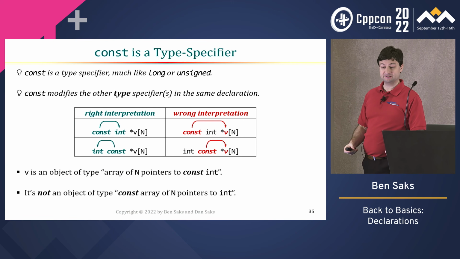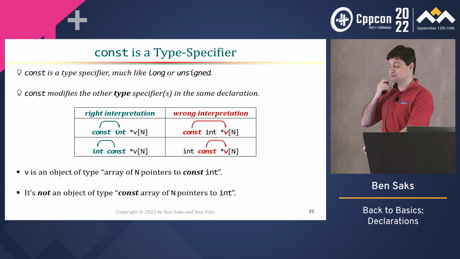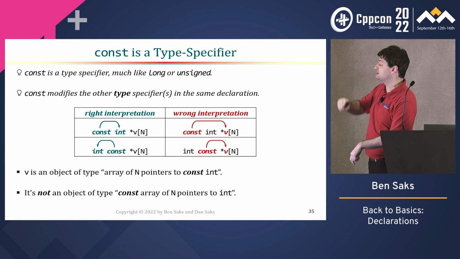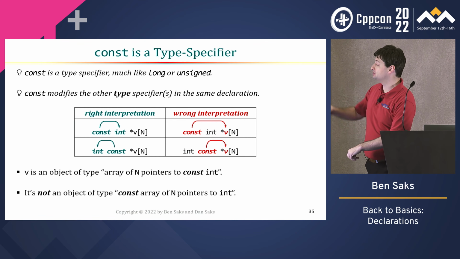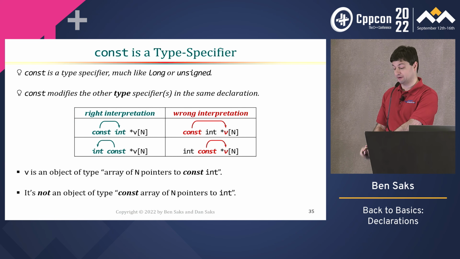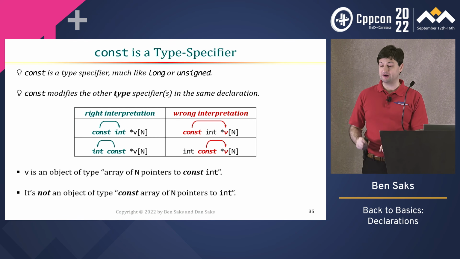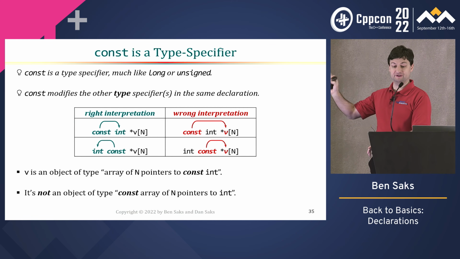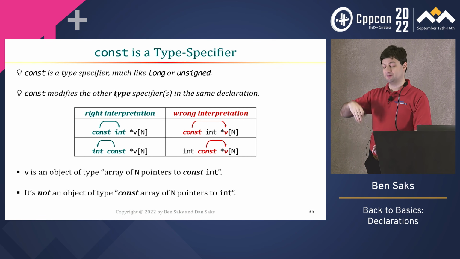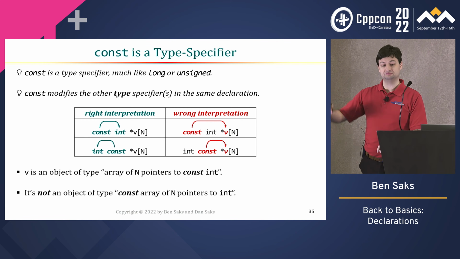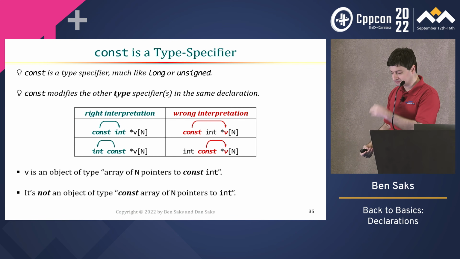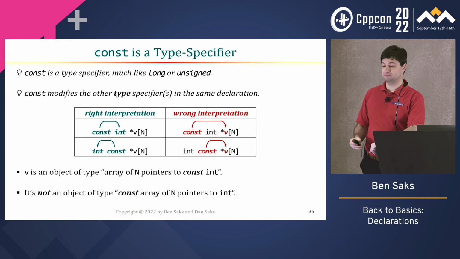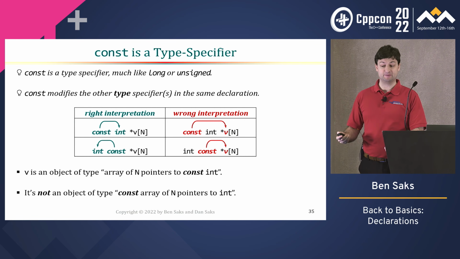Now, const is a type specifier. This is something that people sometimes get confused about. It mixes in with the other type specifiers. So v there is being declared as an array of n pointers to constant integers. It's not that v itself is constant. It's that the things that the pointers point to must be treated as const. So this is a source of confusion for some people, but const is considered to be a type specifier.